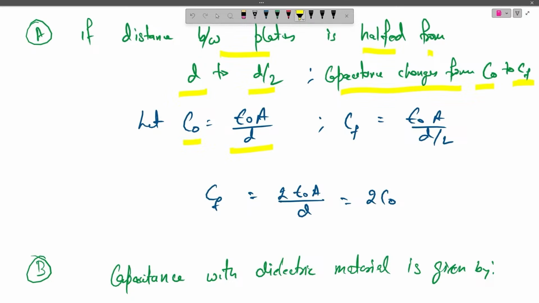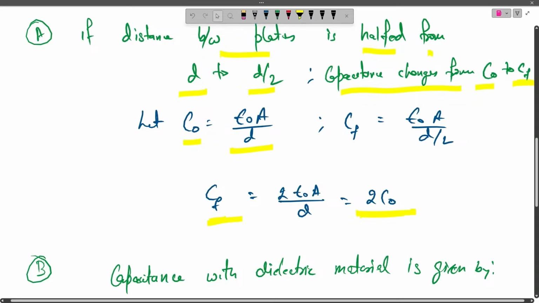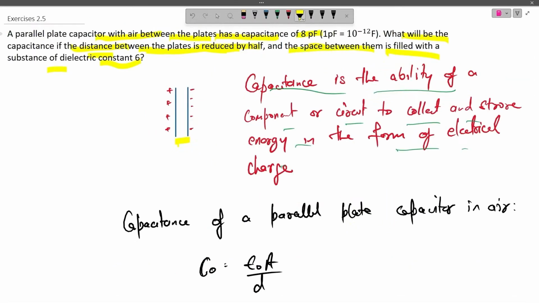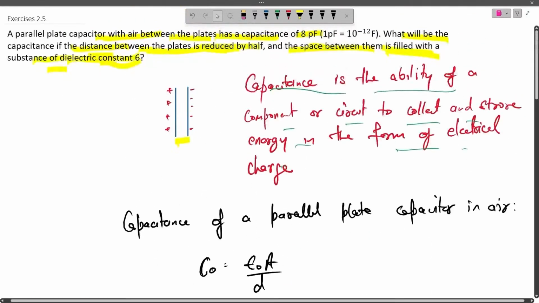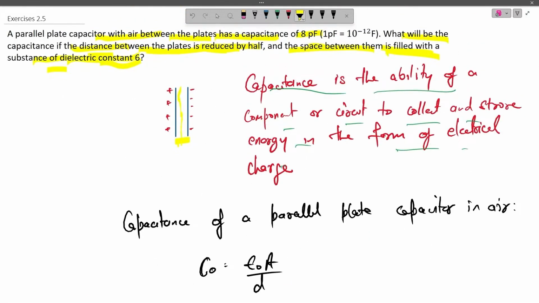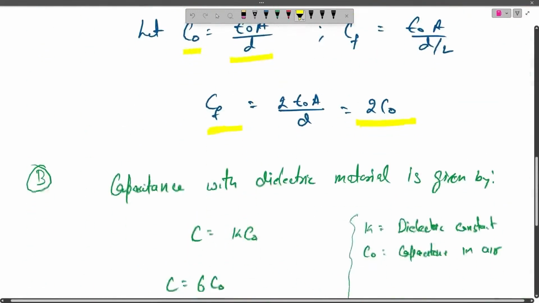Now we can see here that C_F would be equal to 2 C naught, that is, capacitance will increase if the distance between these two plates is halved. Now the second part of the question said that the space between them is filled with a substance of dielectric constant 6. Now the space between these two plates is filled with a substance which is having dielectric constant of 6.